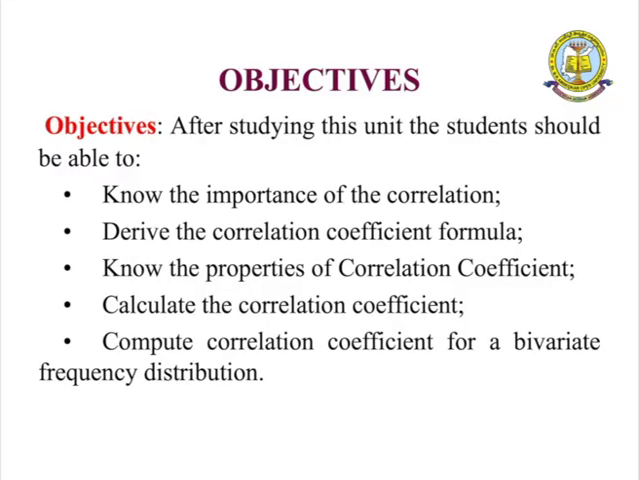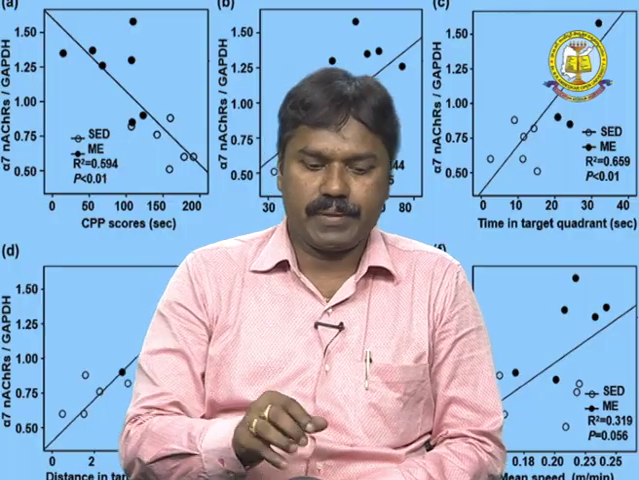So, actually what are the objectives of studying this course? After studying this unit, the student should be able to know the importance of correlation, derive the correlation coefficient formula, know the properties of correlation coefficient, calculate the correlation coefficient, and compute correlation coefficient for bivariate frequency distributions. That means after studying this unit, you should understand the concept and apply the things we discussed today.